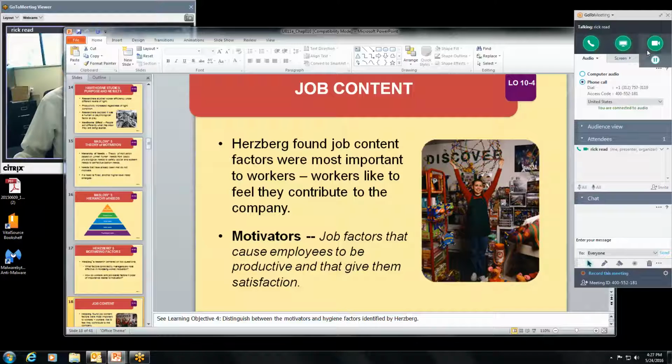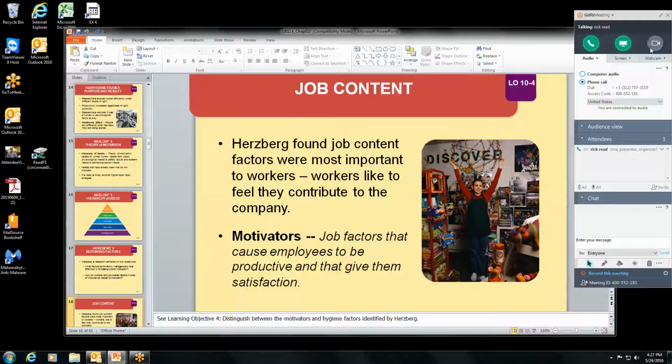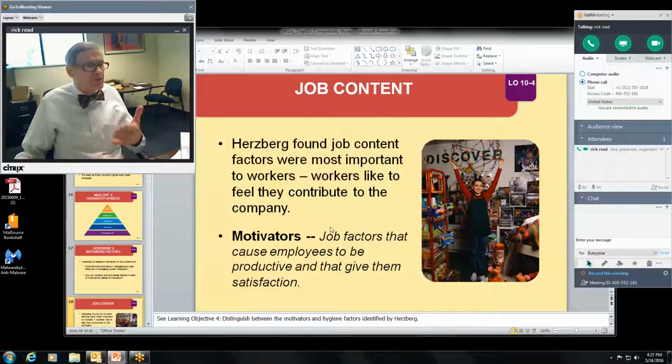So here's what this just reinforces, kind of what I was just saying about the job content. And notice the things that give employees satisfaction. It's within the job. It's a feeling of accomplishment, satisfaction, and things of that nature.